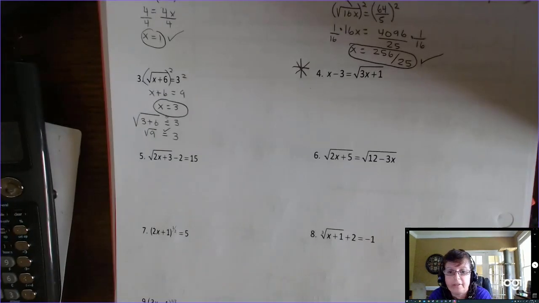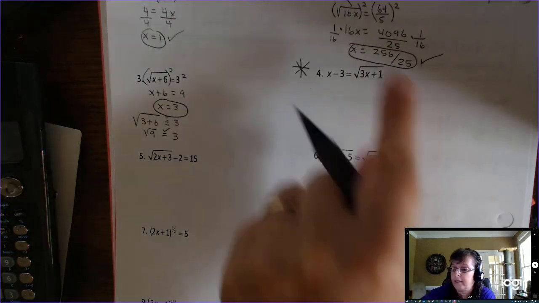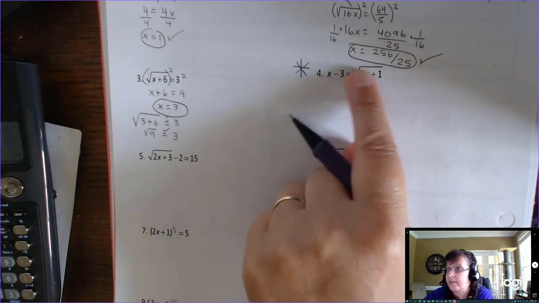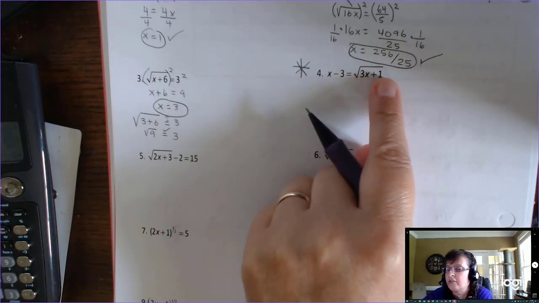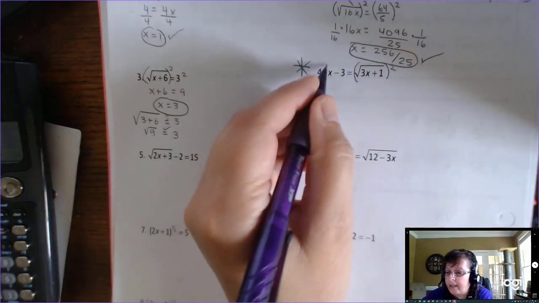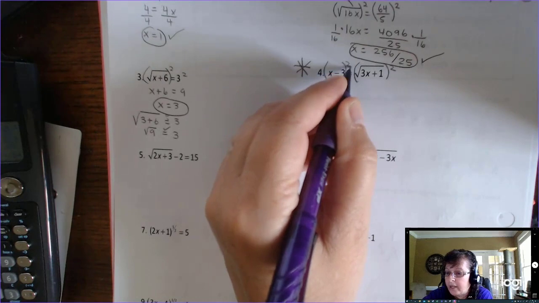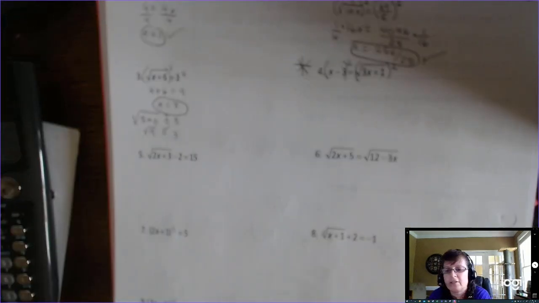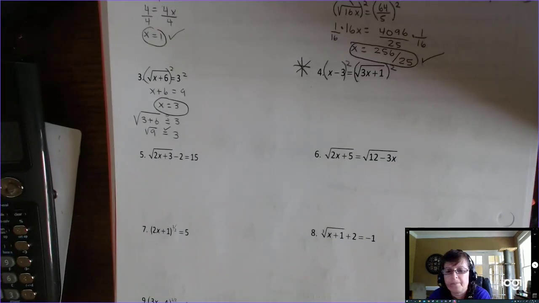is different. It's important. You gotta know how to do this one. So first of all, we have the radical isolated, so we don't have to worry about that. It's the only thing on the right side. So we're ready to move to step 2, and that is square both sides. And you have to square this whole side. So what does x minus 3 quantity squared equal? Does not equal x squared plus 9.